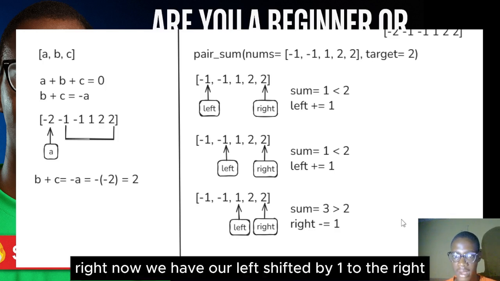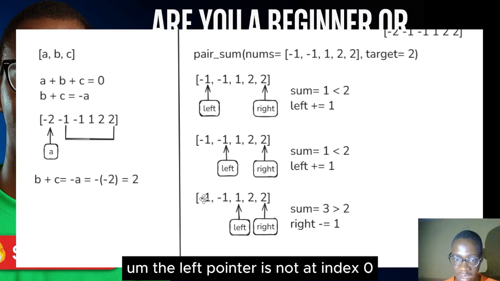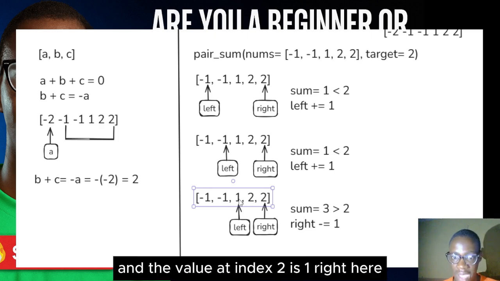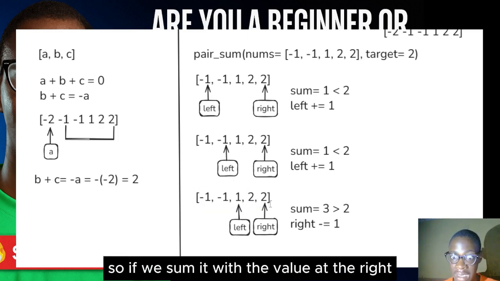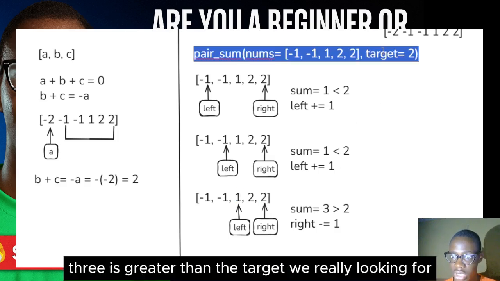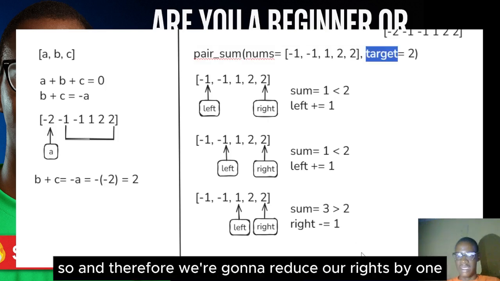Right now we have our left shifted by 1 toward the right, and we see that the left pointer is now at index 2, and the value at index 2 is 1 right here. So we will sum it with the value at the right. You see that it is 2 plus 1. So that gives us 3. Now 3 is greater than the target we're really looking for right here. You understand? And therefore we're going to reduce our right by 1.